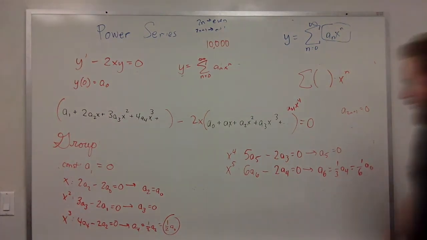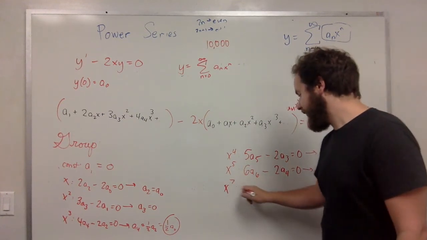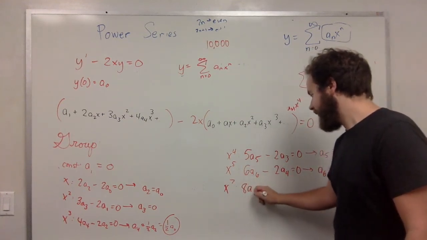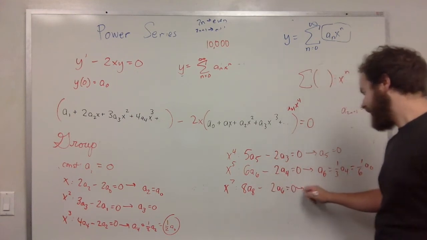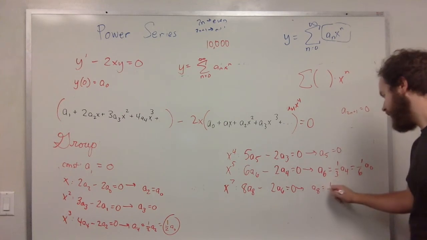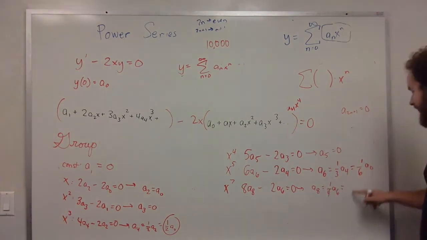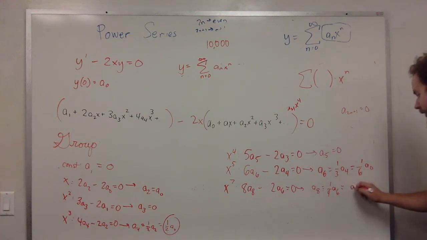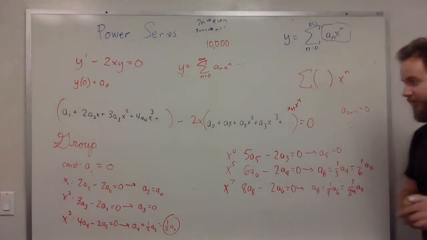Okay? Let's skip a sub 7. We're going to go straight to x to the 7th. It's going to be 8 a sub 8 minus 2 a sub 6, which says that a sub 8 is 1/4 a sub 6. But again, a sub 6 is 1/6 a naught, so this would be 1/24 a sub 0, since 1/6 times 1/4 is 1/24. At that point, I'm going to stop and say we can figure out a pattern now.